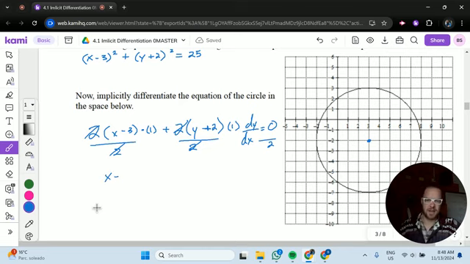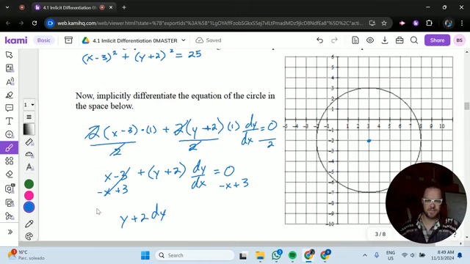All right, so now I've got x minus 3 plus y plus 2. I'm going to put this one in brackets because, of course, it's important to remember that the dy dx is multiplied by all of that. Then I can move these over. So minus x plus 3, minus x plus 3. Those, of course, cancel. Now I'm going to get (y plus 2) dy dx is equal to negative (x minus 3).